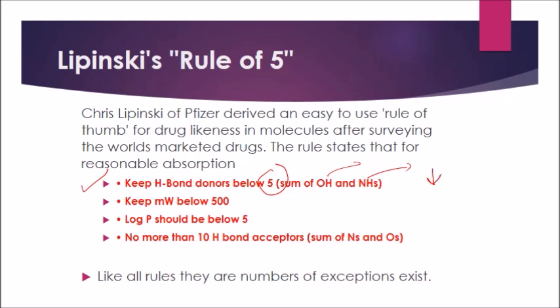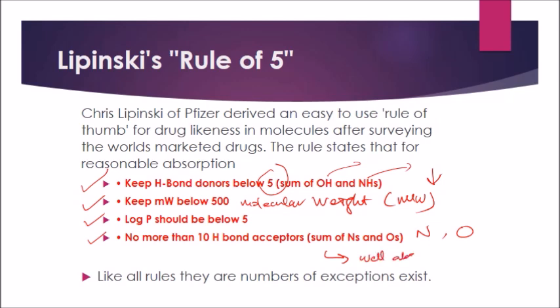and keep the molecular weight below 500, and log P of the drug should be below 5, and there should be no more than 10 hydrogen bond acceptors, for example, nitrogen and oxygens. When you fulfill these rules, then the drug is expected to be well absorbed, right? However, like all rules, there are a number of exceptions.